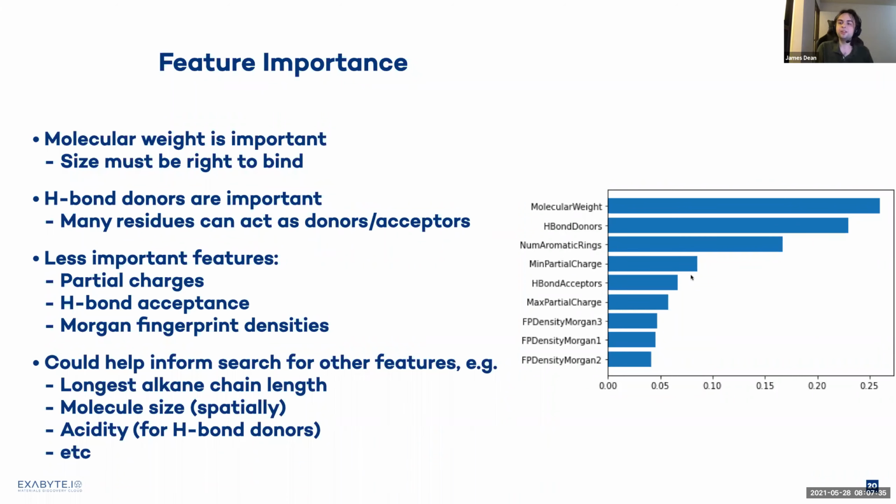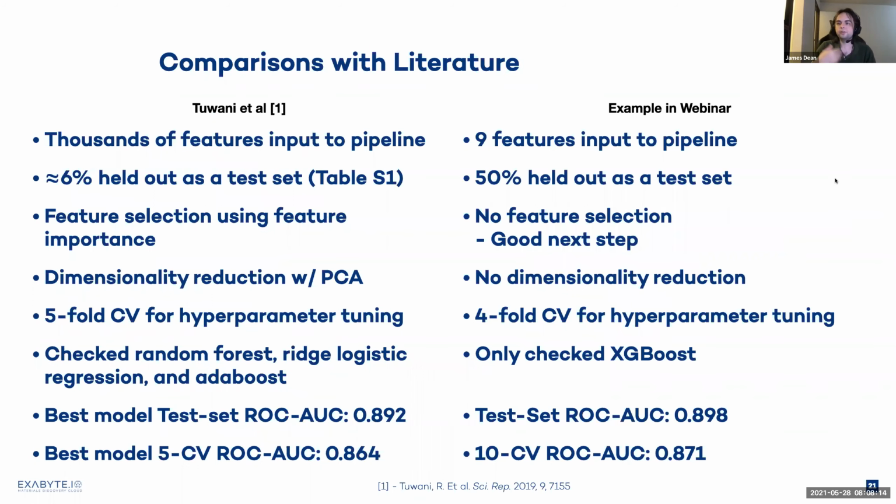And what this does is it gives us an idea of what characteristics of the molecule might be important, if we had a pipeline of molecules we wanted to check. It also, if you wanted to go back and train a new model, can help inform us of what other features we might want to look at. So maybe we want to look at the longest alkane length in the molecule to give a descriptor of how long the molecule is. Maybe we want to look at what the molecule size is spatially. Maybe we want to look at the acidity of the H bond donors, for example. So things of that nature. So we could go back and train a new model using those features and see if we get something better. So that's sort of the process we would take.